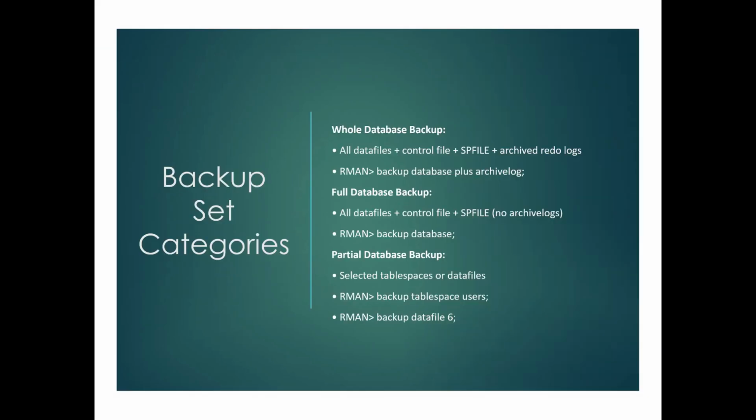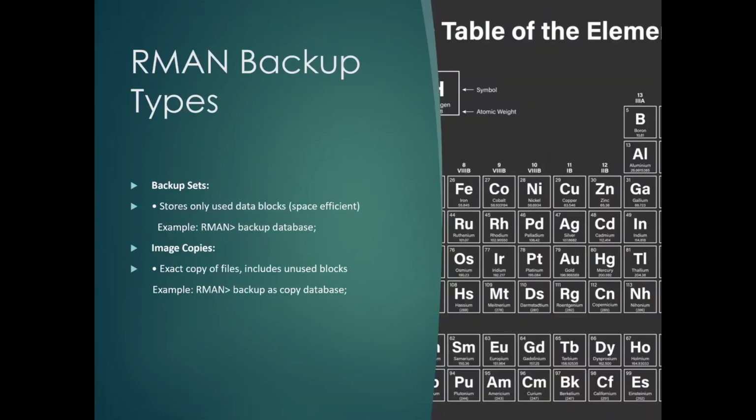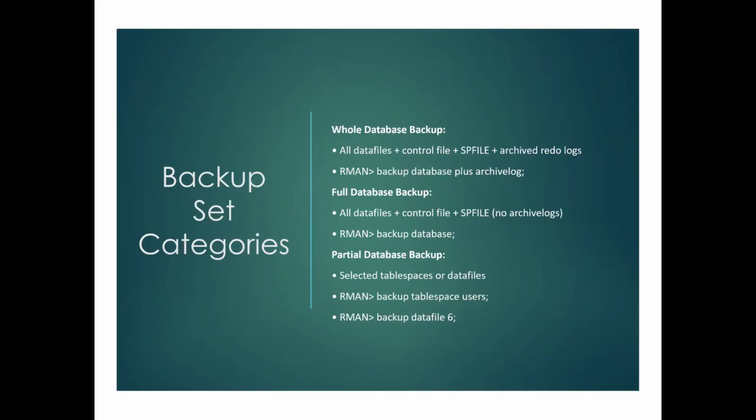Clear my point? Now the backup set categories. In backup sets, there are some categories: a whole database backup, a full database backup, and a partial database backup. The whole database backup collects all our data files, control files, SP files and the archive log files.